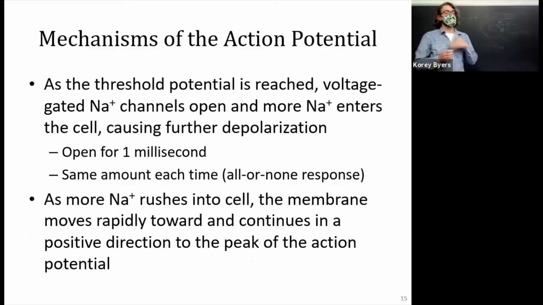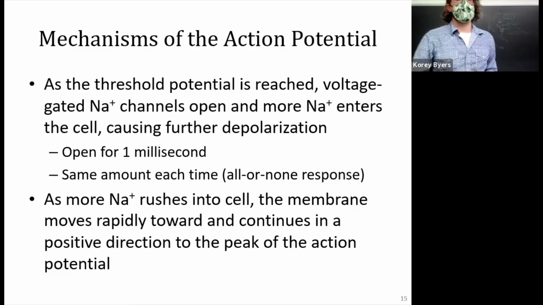And so at this point, as threshold potential is reached, you have a stimulus-gated sodium channel open. You have a stimulus-gated potassium channel open. Potassium is constantly leaking. And then you open up another voltage-gated sodium channel to allow even more sodium in. Now this voltage-gated channel, when it hits this threshold, is open for 1 millisecond. It allows just enough sodium inside for you to hit that action potential threshold. And it is all or nothing. Either you got there or you didn't. Either that channel opens or that channel does not.